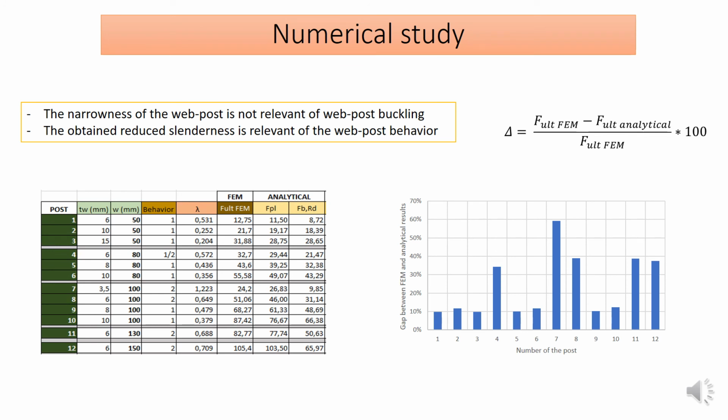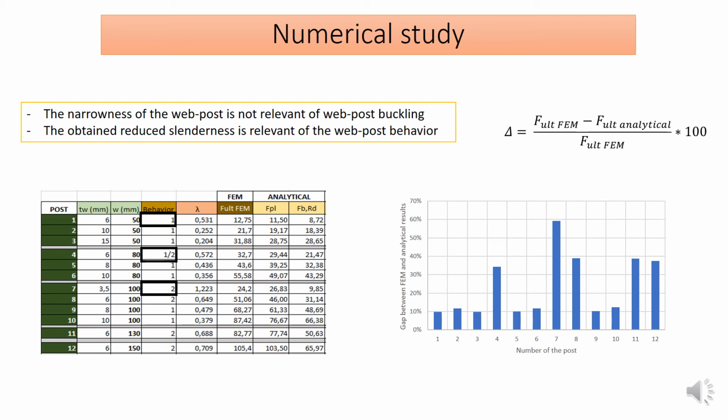For each case, a stress analysis at the critical section has been made to define whether or not the web post buckles, and this is described here by behaviors 1 or 2. It can be seen that the frontier between both behaviors corresponds to a relative slenderness of 0.57.